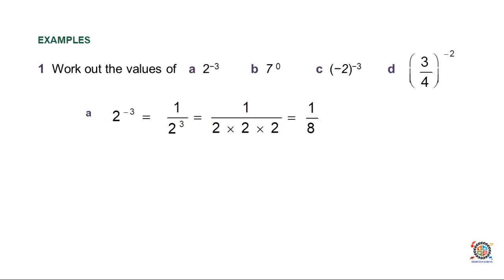Next, B. 7 to the power of 0 is equivalent to 1 because it's raised to 0. C. Negative 2 raised to the power of negative 3. Again, the index is negative.